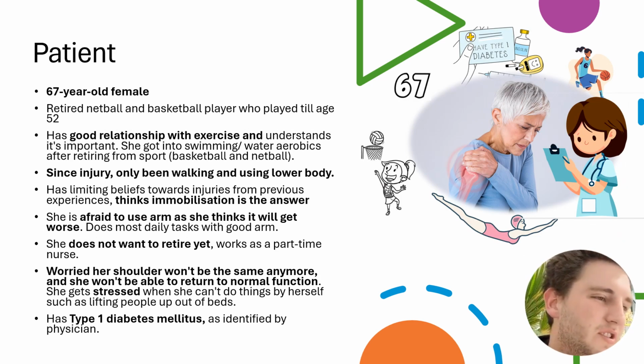Miss Fairbairn is a patient who is 67 years old with a positive exercise history, but due to injuries has been unable to do activities she enjoys, such as swimming. She also suffers from type 1 diabetes.